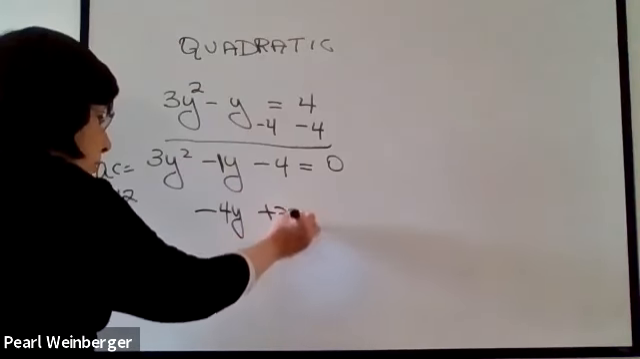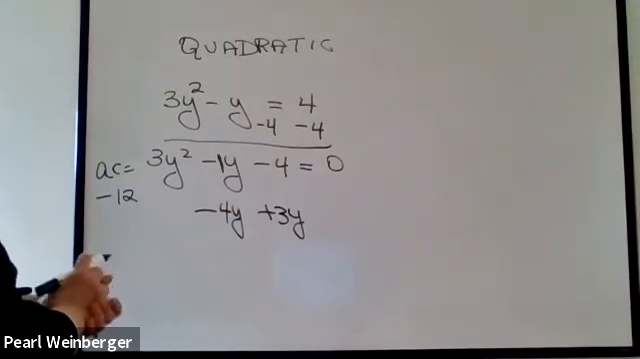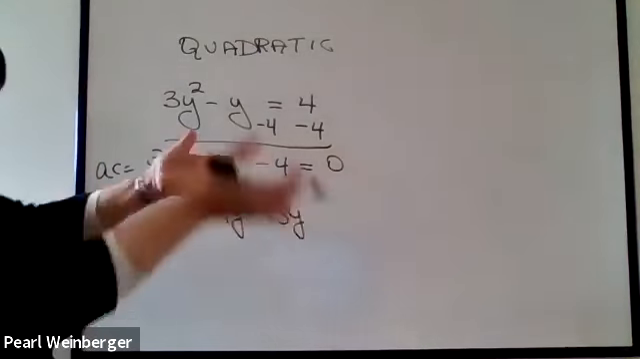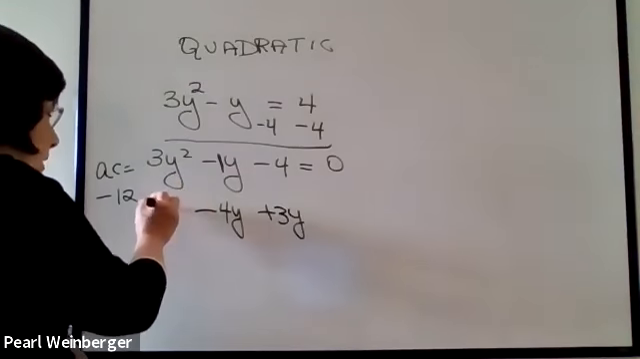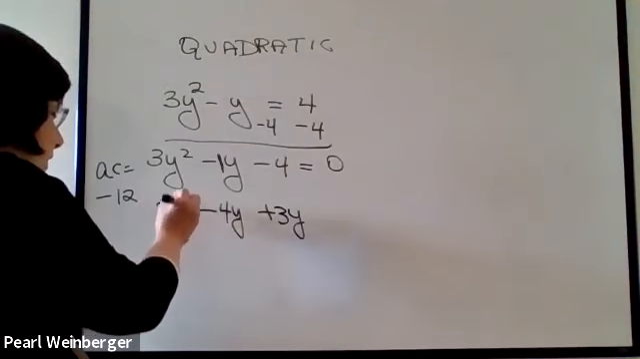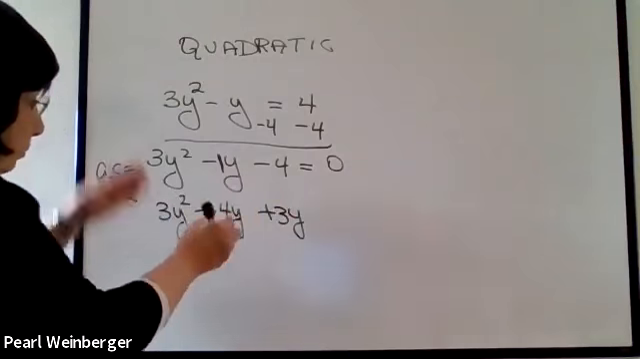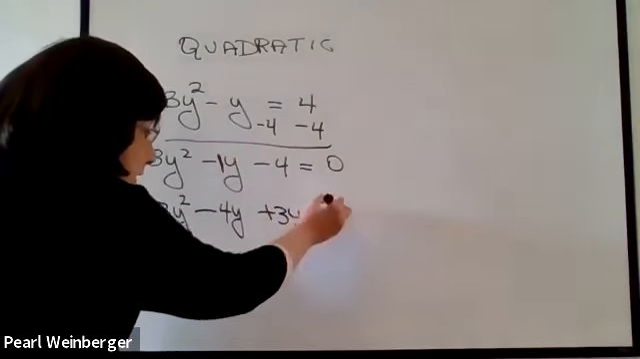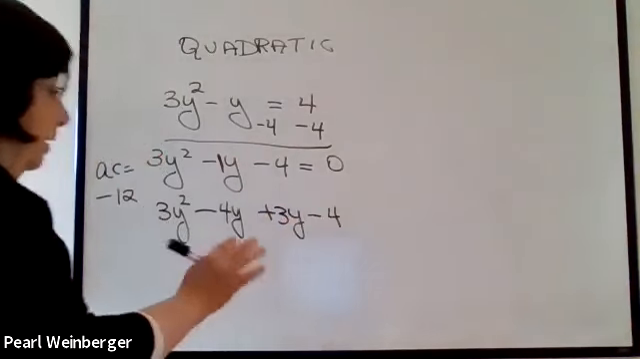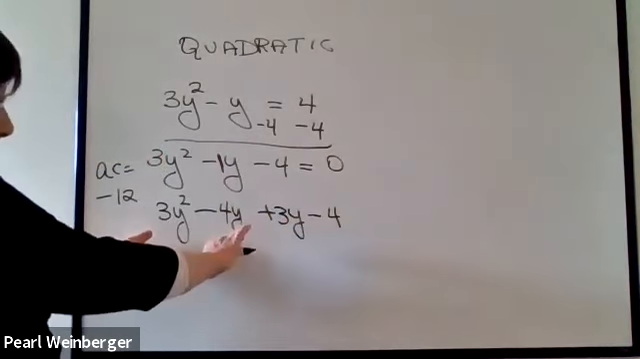So here are my two, don't forget to put those letters. In this case, I'm not putting x, I'm putting y, because the example is y. So I get 3y squared. I bring that down, and I bring down the negative 4, and I'm ready to factor it.